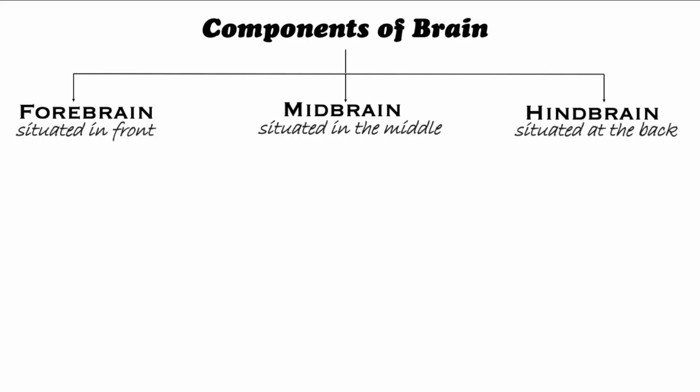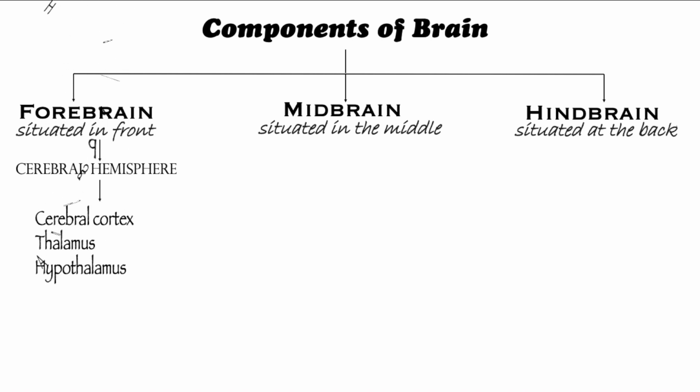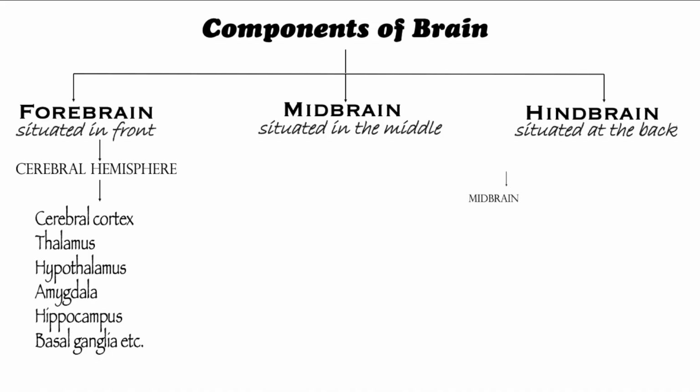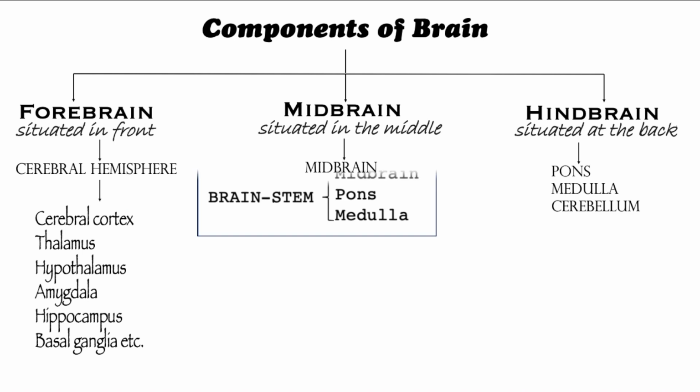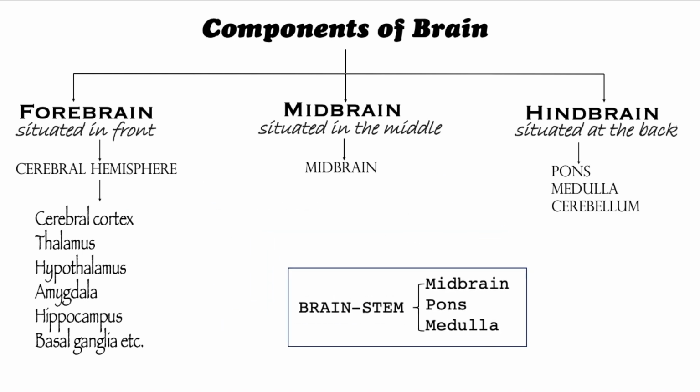Now let's see the components of these three different parts. The forebrain consists of the cerebral hemispheres, and within the cerebral hemisphere there are a lot of structures like cerebral cortex, thalamus, hypothalamus, amygdala, hippocampus, basal ganglia, and a lot of other components of the white matter as well, which we'll cover in the upcoming lectures. The part of the brain located in the middle is known as the midbrain itself. The parts present at the back are pons, medulla, and cerebellum. Together, midbrain, pons, and medulla are known as the brainstem. So grossly, we can say that the brain consists of three parts: brainstem, cerebellum, and cerebrum.